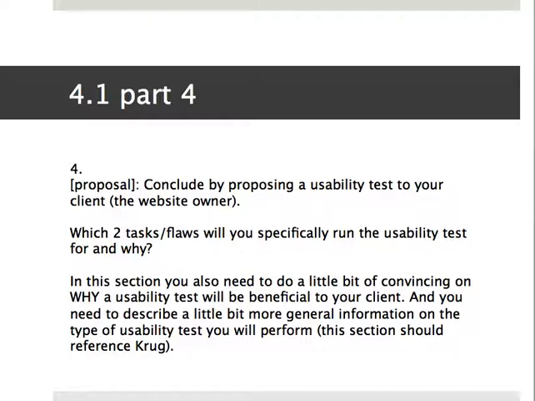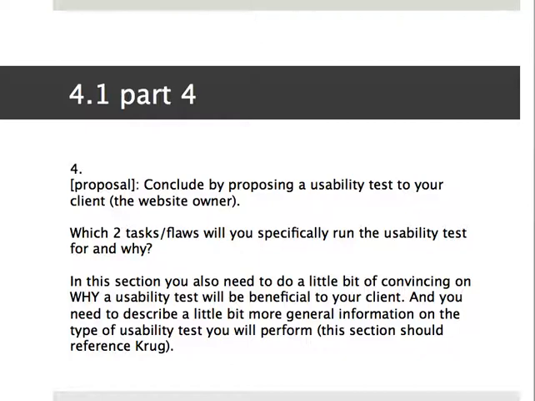The 4th part is the proposal. You're going to conclude by proposing a usability test. So this is the main move you're making in the proposal, as you're saying, see, I've looked at your website. This is what it needs to do. This is your target audience. These are the main flaws on these pages. Here's one that's doing it better. Now I'm going to propose a usability test to you, my client, to suggest that we see what are the most serious flaws that need to be addressed to make this website work better.